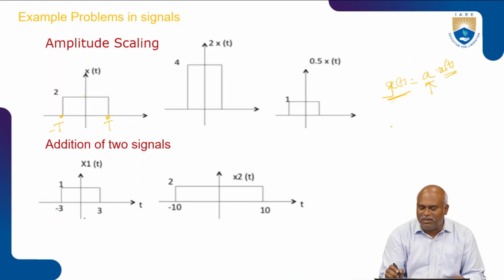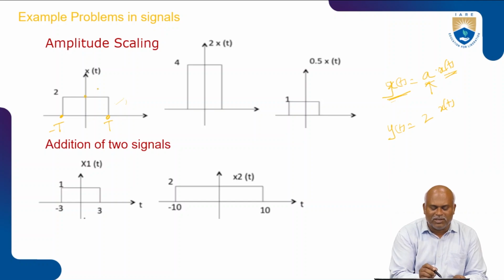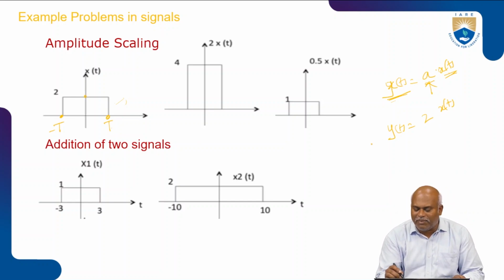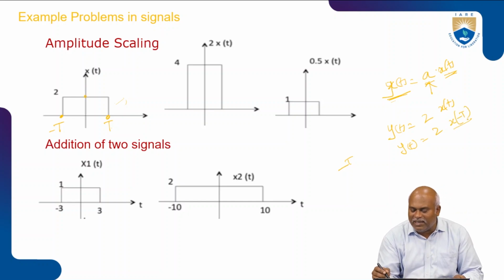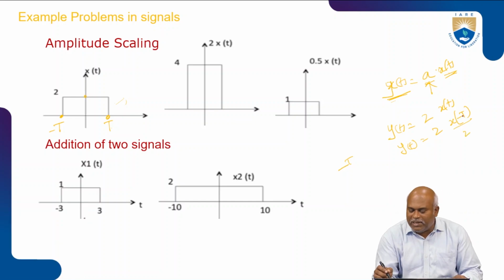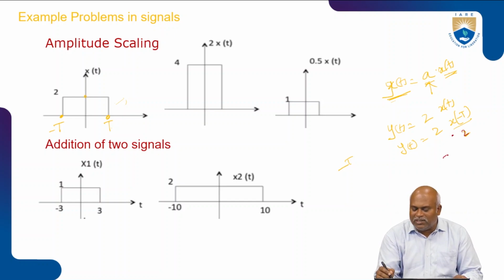Now, for example, I need y of t, so I multiply 2 times x of t. For the x of t signal we received, the amplitude is equal to 2, between minus t and t. So y of t is equal to 2 x of t. The amplitude is represented as 2, and then 2 into 2 is represented as 4.